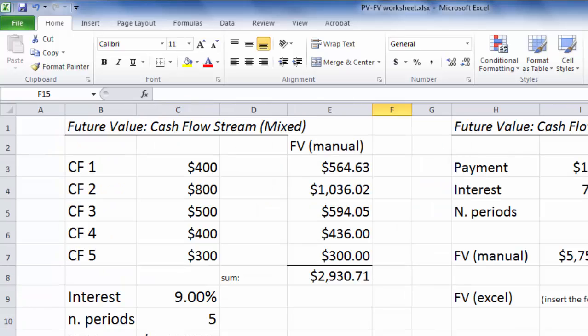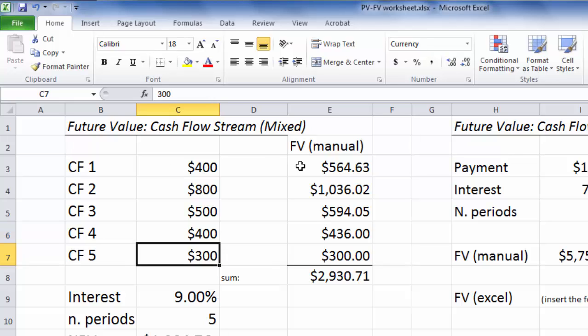Now, here we've got the cash flow stream. Right, and remember, there's two things we can be dealing with. We could be dealing with a mixed stream of payments that vary. Here we get $400 at the end of year 1, $800 at the end of year 2, $500 at the end of year 3, $400 at the end of year 4, $300 at the end of year 5.